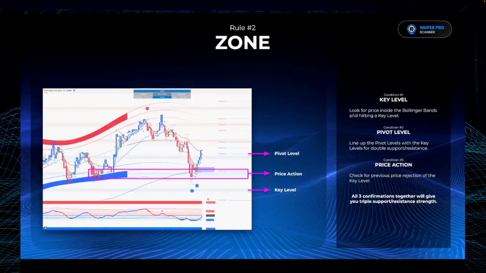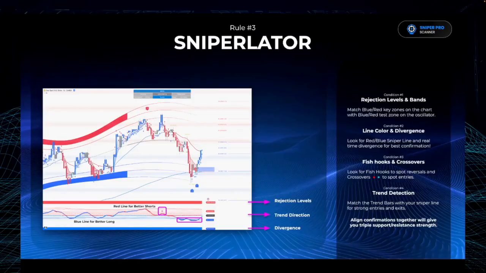Very simple, very powerful. Now from there we go into rule number 3, which is actually using the Sniperlator. Now this is all about really looking at the sentiment of the market. On the Sniperlator, we have a few different confirmations. You can get one or the other, or you can get all of them at the same time, just depending on the market condition. So there's a few things that you want to look at.